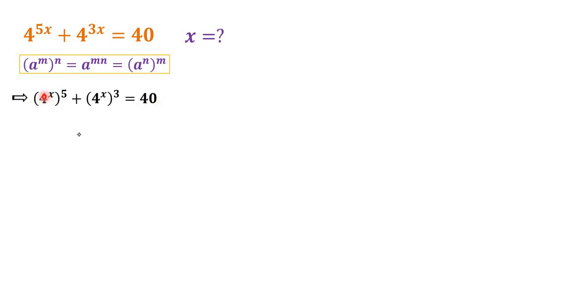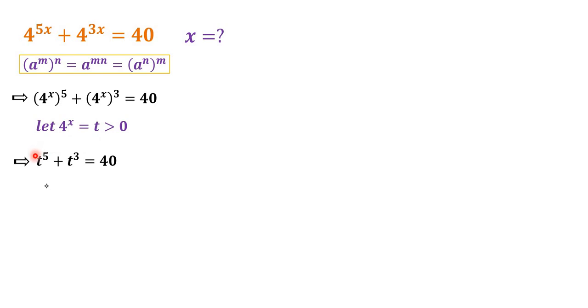So we have 4 to the power of x here and 4 to the power of x here. So we can do a replacement: let 4 to the power of x be equal to t. Since 4 to the power of x is always positive, t is positive. Then we have t to the power of 5 plus t to the power of 3 is equal to 40.